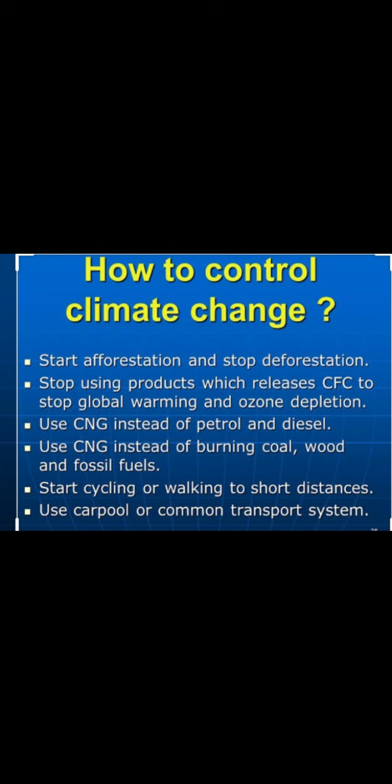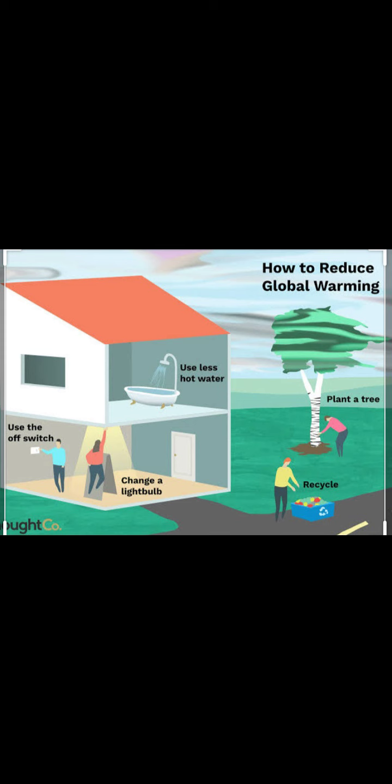Then how can we control this? Start afforestation and stop deforestation. Stop using products which release CFCs. Use CNG instead of petrol or diesel. Use CNG instead of burning coal, wood and fossil fuel. Start cycling and walking for short distances. Use carpool or a common transport system. So these were the solutions.